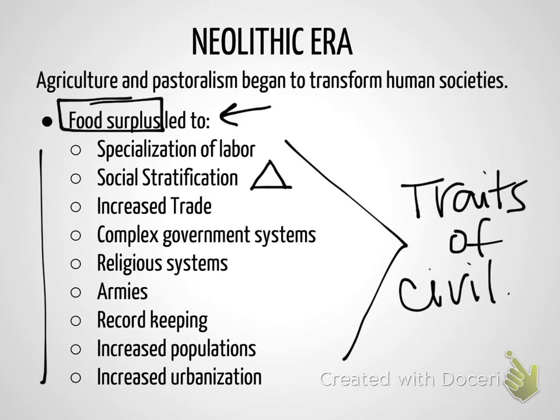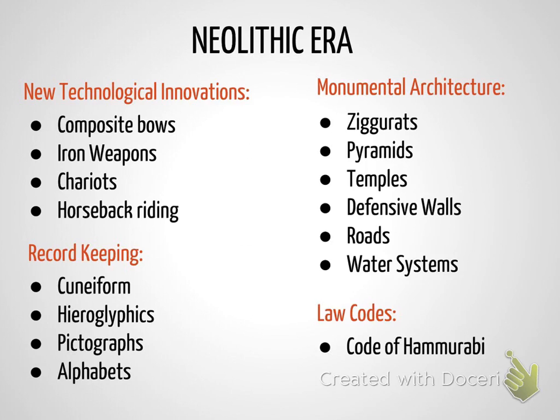They were going to have armies as these civilizations develop, to defend themselves. We see record keeping through different types of writing, like hieroglyphics or cuneiform. Ultimately all these things lead to increasing populations. More people are settling together, which means an increase in urbanization as well. People are living in cities, around the rivers, and that begins to grow steadily during the Neolithic era, this time of agriculture.